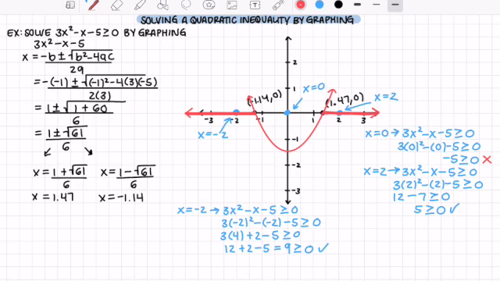And so when we write our answer, because they're split off in separate directions, we have to write that x has to be smaller than or equal to negative 1.14, or x has to be greater than or equal to 1.47, either or. Can't be in between. And that would be my final answer.